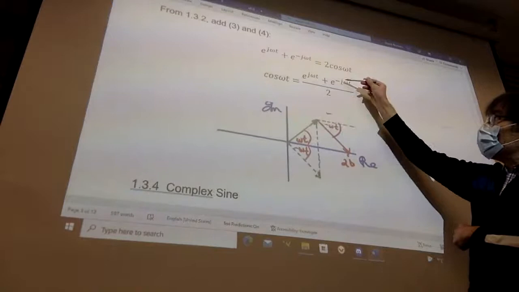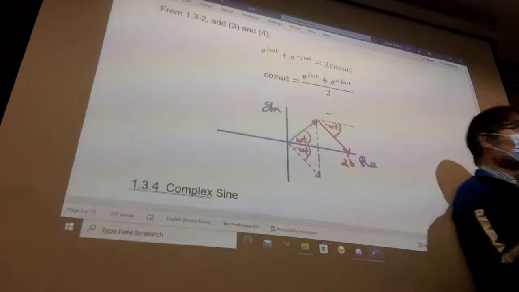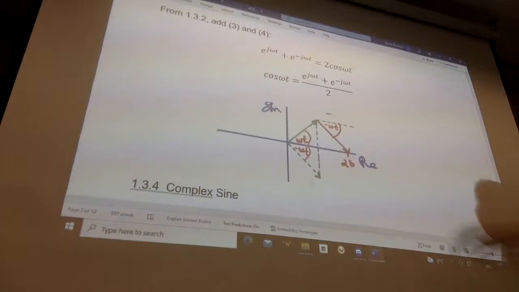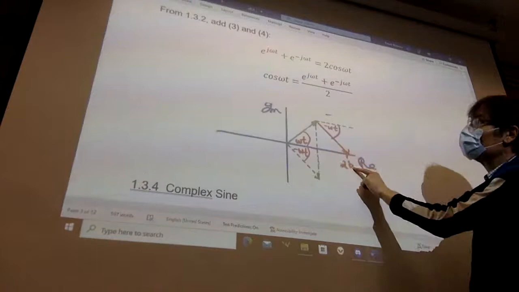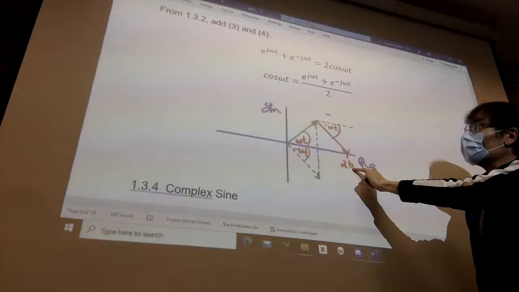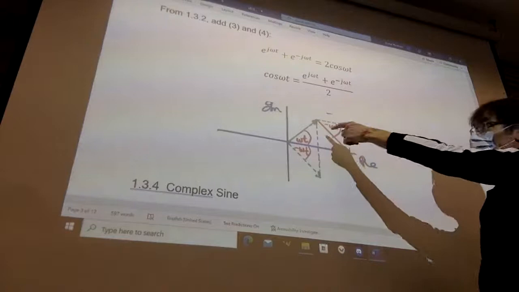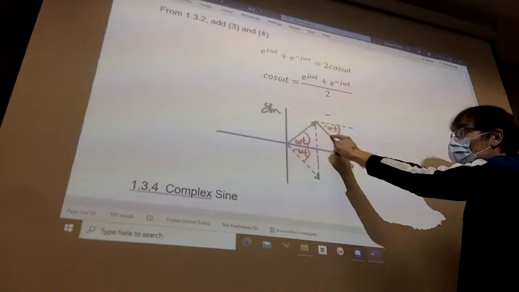How do you add vectors? Two vectors, you take head to tail. So take the second one, for example, tail to head, move it up there, and that's the addition. 2 times, I think it was B on the first page. That's why the half is there, to bring the B back to the projection, the cosine. So add 2 vectors like that.